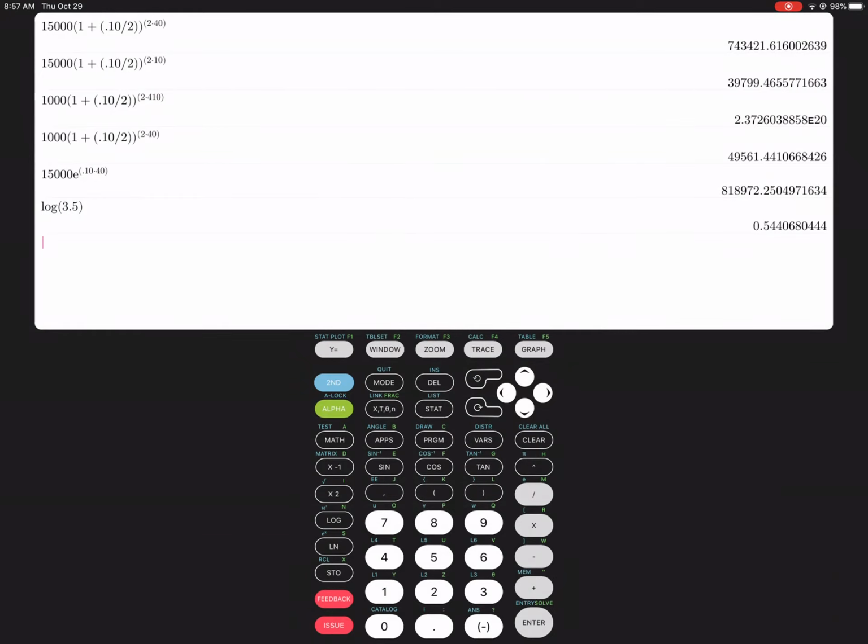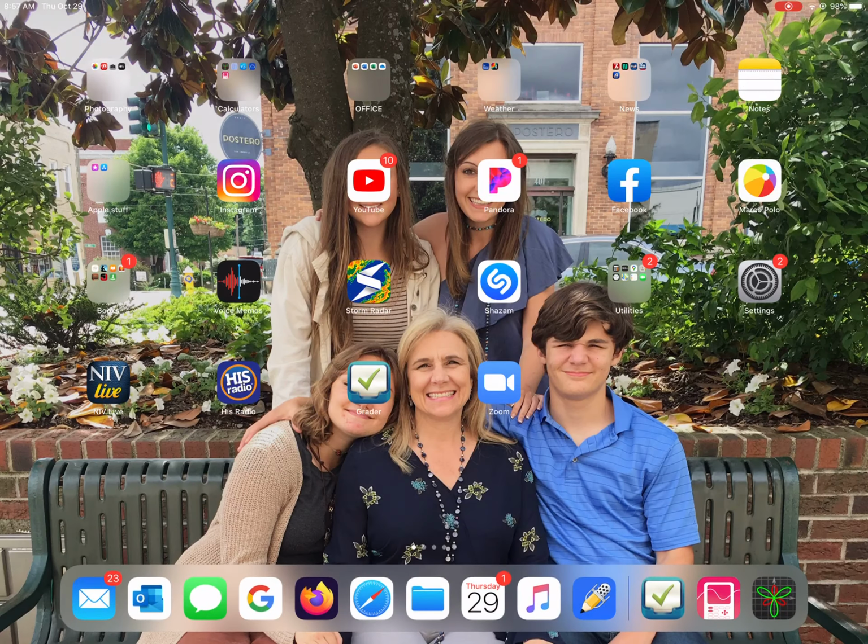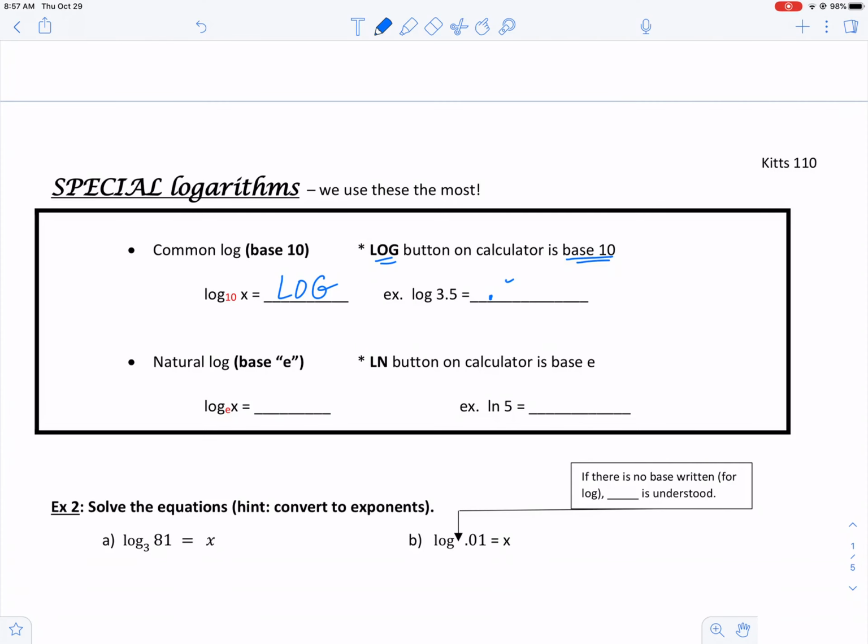0.544. We'll go out to 4 decimals, 0.5441. And because we're in the base 10 system, all our numbers are in base 10, that's why we have this common log button.